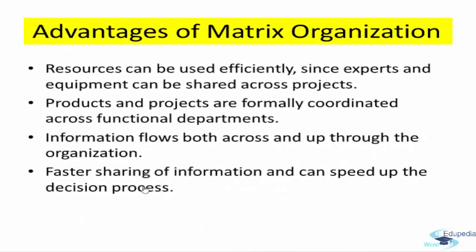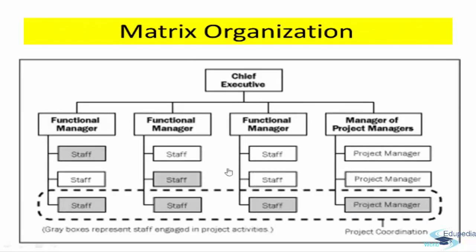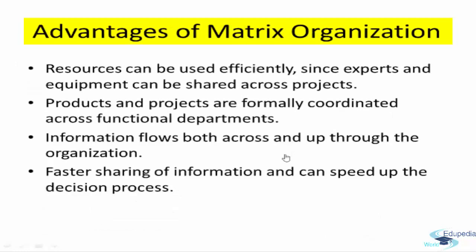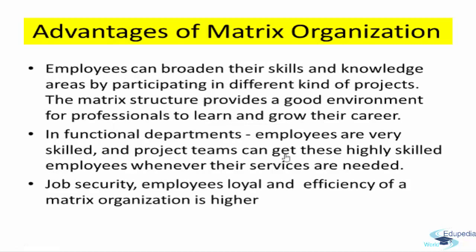So advantages of matrix organization: resources can be used effectively since experts and equipment can be shared across projects. Products and projects are formally coordinated across functional departments. Information flows across and up through the organization. So it flows up and also across the organization. Faster sharing of information can speed up the decision process. Employees can broaden their skills and knowledge by participating in different kinds of projects. So one particular functional manager's team can work in multiple projects and can gain expertise in different kinds of projects. And also it provides a good environment to learn and grow their career for the individual employees.